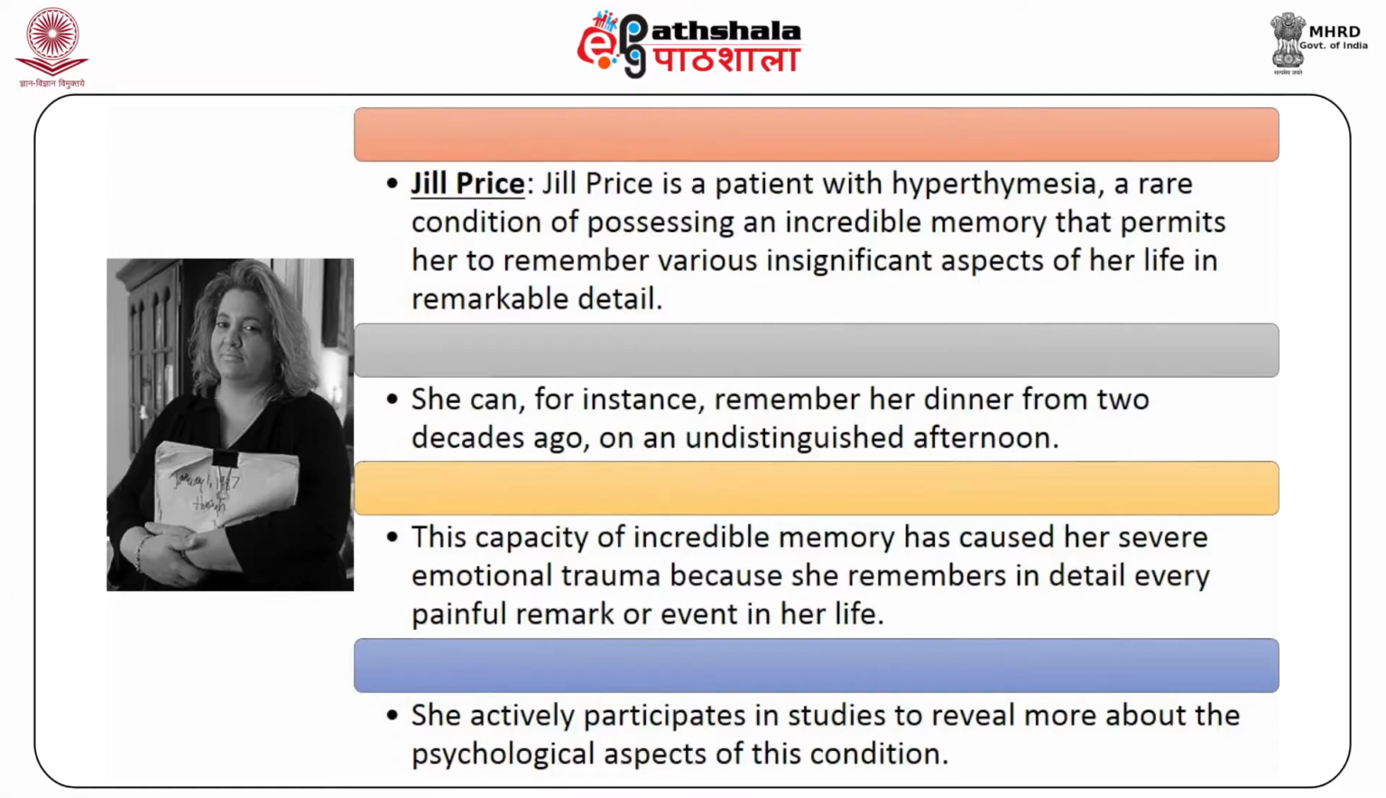Jill Price. Jill Price is a patient with hyperthymesia, a rare condition of possessing an incredible memory that permits her to remember various insignificant aspects of her life in remarkable detail. She can, for instance, remember her dinner from 2 decades ago on an undistinguished afternoon. This capacity of incredible memory has caused her severe emotional trauma because she remembers in detail every painful remark or event in her life. She actively participates in studies to reveal more about the psychological aspects of this condition.